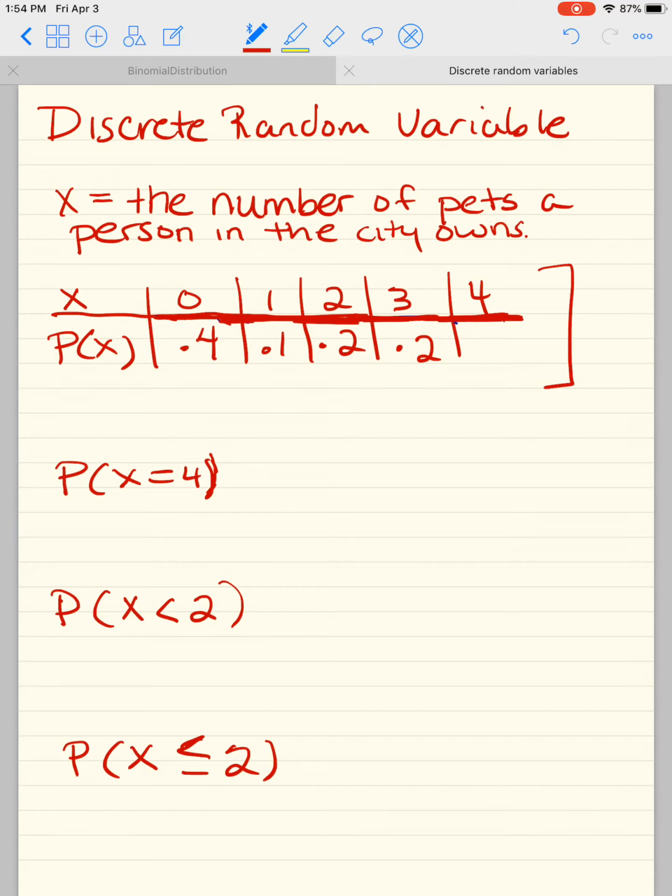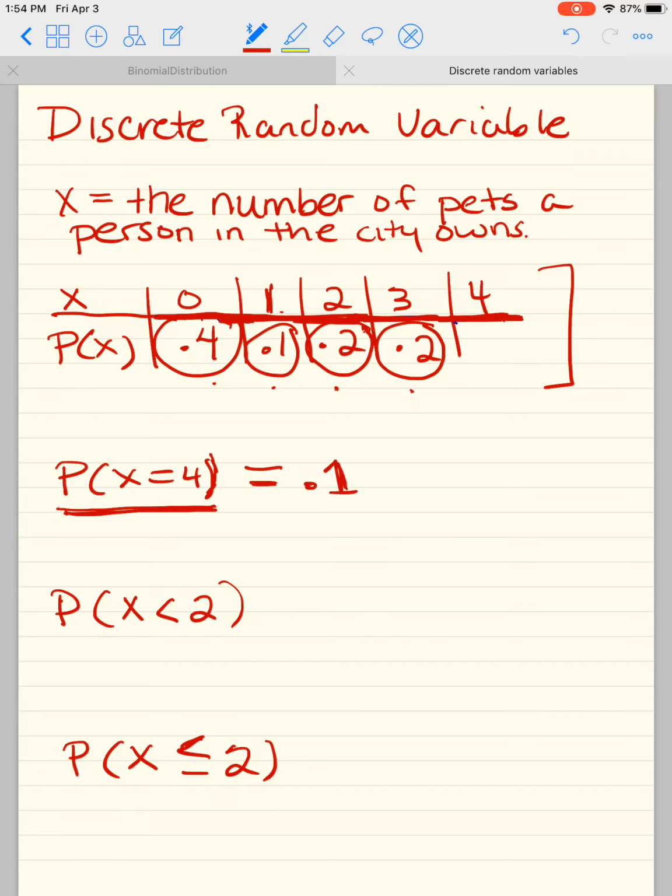So the probability that someone owns 0 pets is 0.4. And the probability that someone owns 1 pet is 0.1. And the probability that someone owns 2 pets is 0.2. The probability that someone owns 3 pets is 0.2. So my first question is, what's the probability that someone owns 4 pets? Well, we said that the probability must add up to 1. So this is 4, 5, 6, 7, 8, 9. And then we're just missing 0.1.